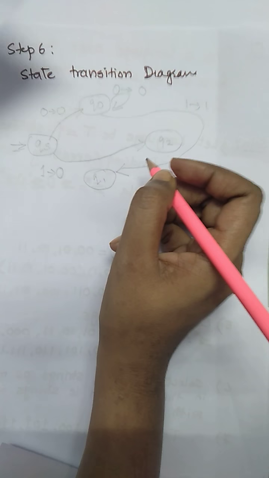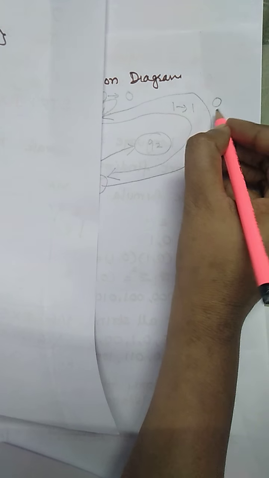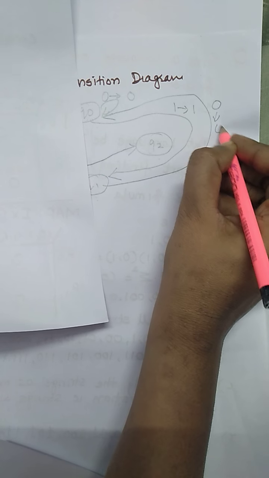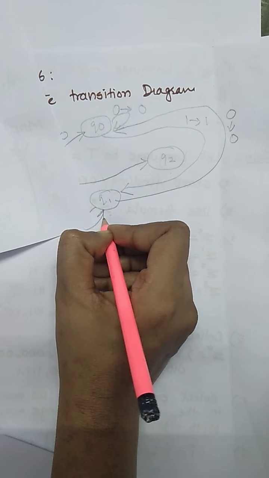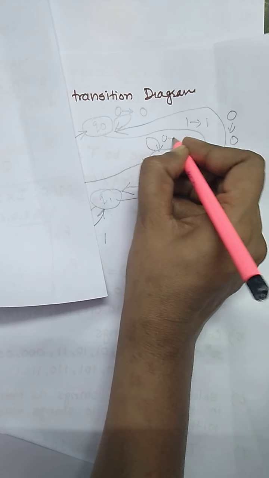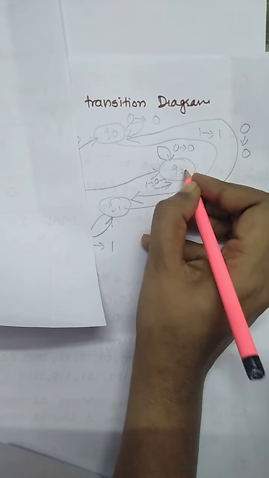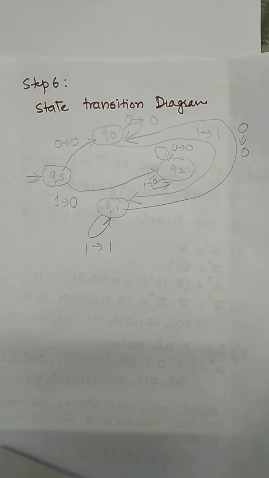So Q1 on 0 goes to Q0 and produces output 0. Now Q1 on 1 produces output 1 and goes to itself like this. Now Q2 on 0 goes to Q2 only and produces output 0. And Q2 on 1 also produces output 0 and goes to itself. So this is how we completed the FSM for the string starting with 1 and ending with 0.